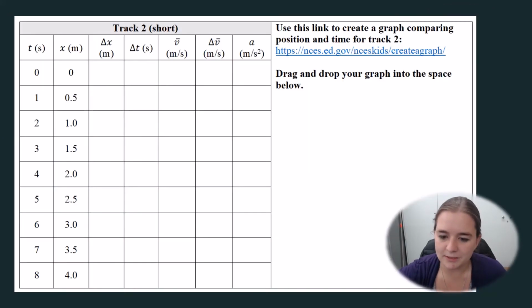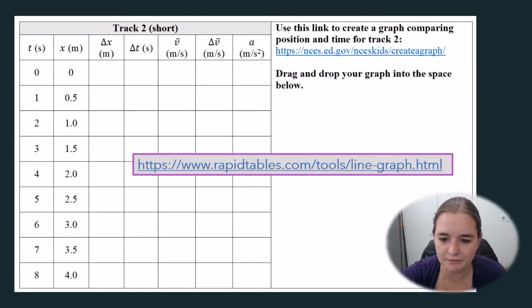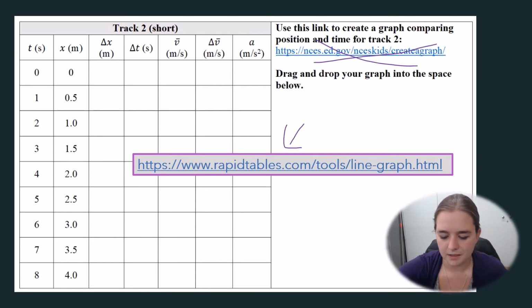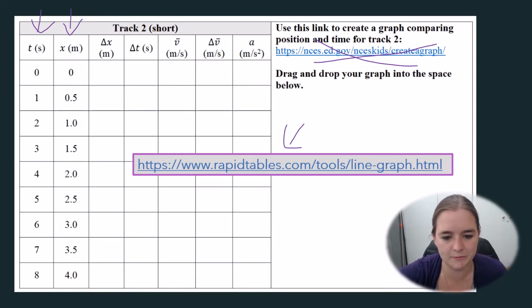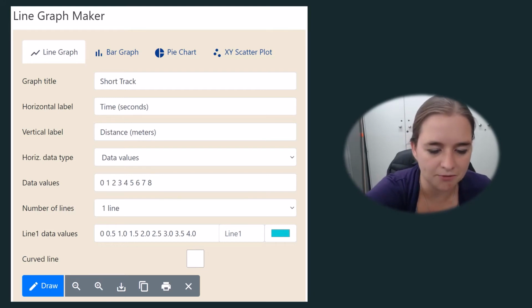Same vocab words as before, but what I want to do is create that line graph comparing my position and time using this rapid tables tool instead of the NCES one. So head to that resource again, and you're going to type in the information from your position and time. Same things that we talked about before. When you type it in, it should look like this. This time we're talking about the short track.